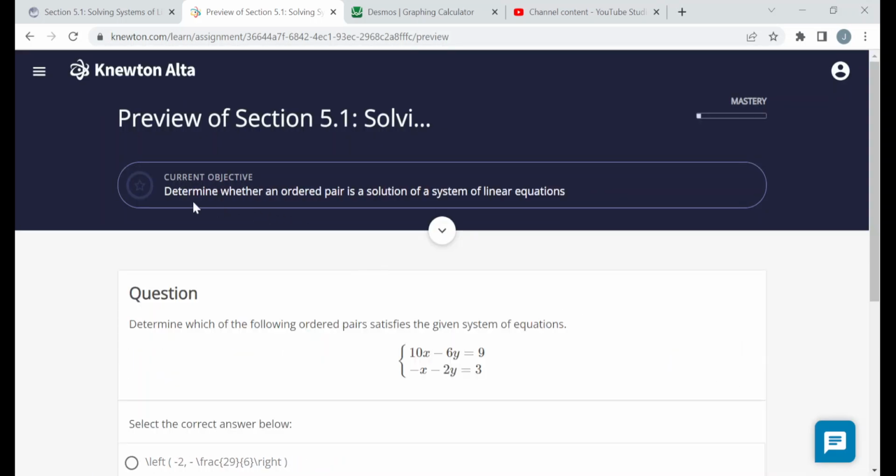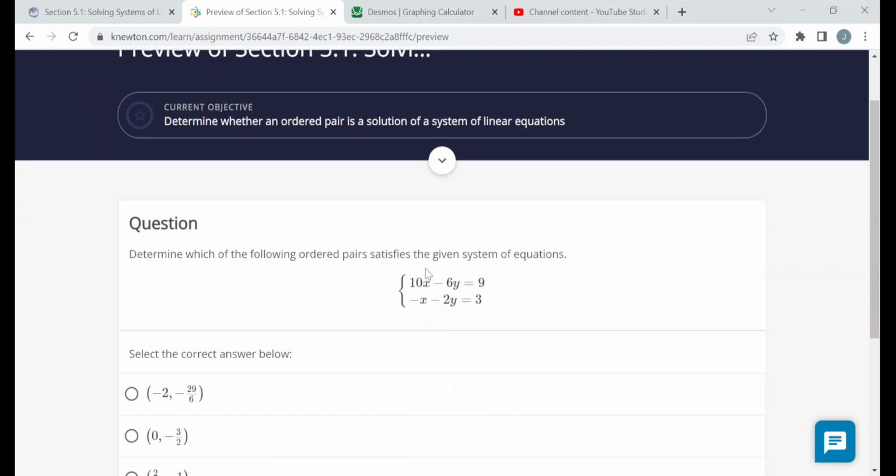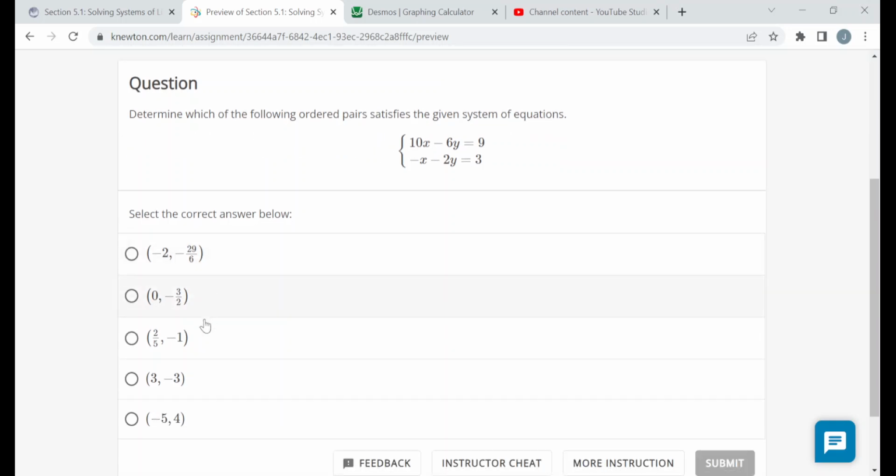Now we're back to just plugging in and checking. All we have to do here is plug and check. It says determine whether an ordered pair is a solution of a system of linear equations. So here we're given a system of two linear equations, and we're asked which of the following ordered pairs, and there's only one correct answer. It says select the correct answer. Which of the following pairs satisfies both of these?